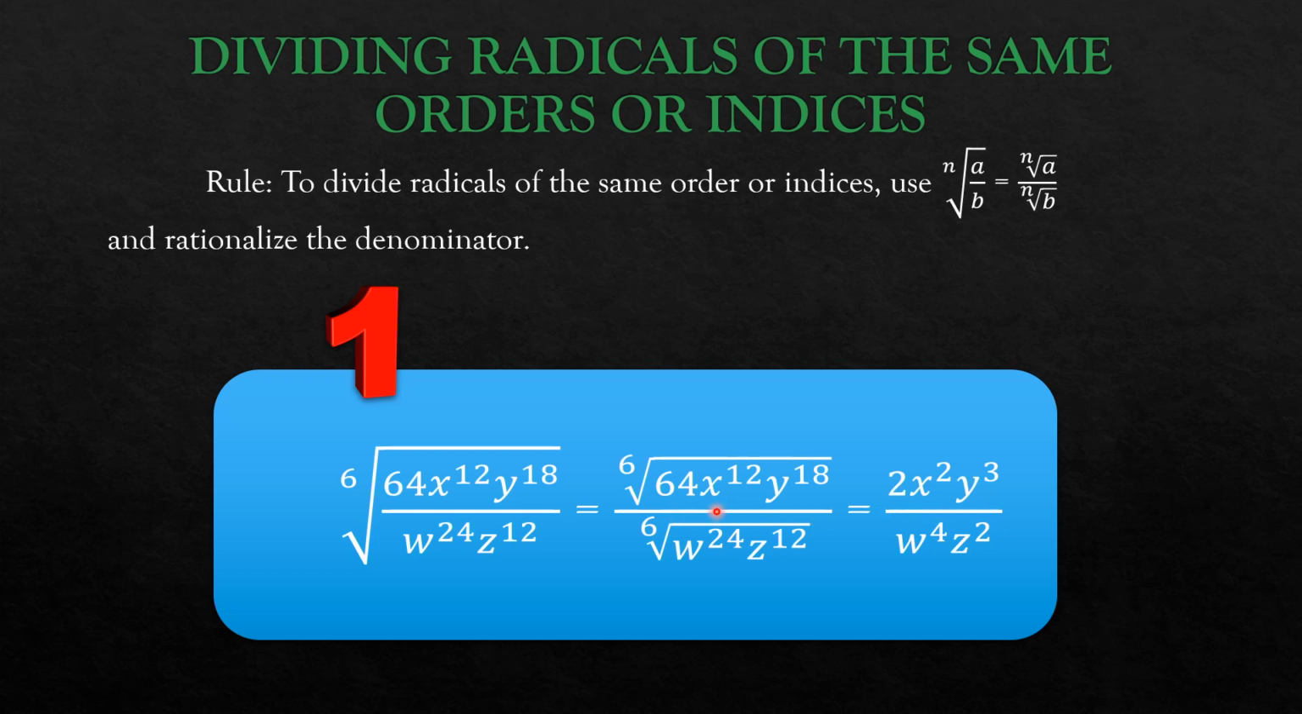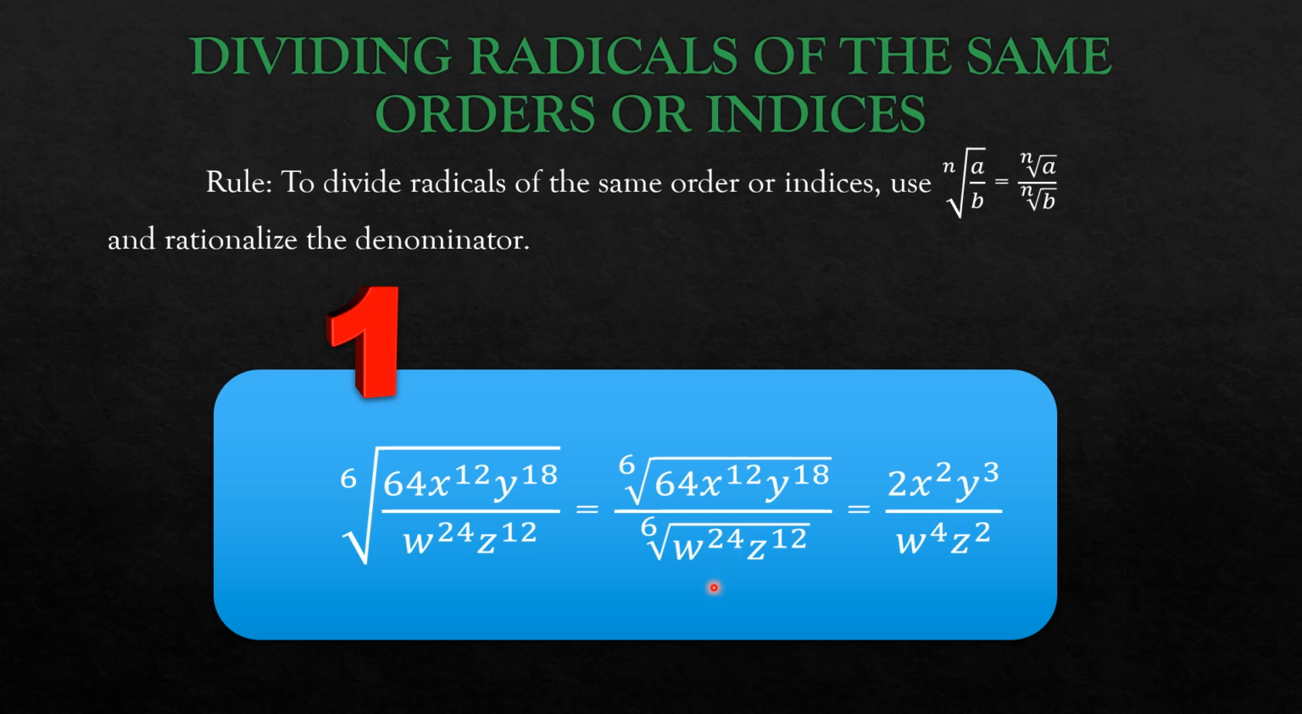Pagdating naman po dito kay x raised to 12, pagdating po kasi sa variable, you just copy the variable and then you divide the power by the index. So, ang power po or exponent ni x ay 12, which is divisible by 6. 12 divided by 6 is 2. Kaya meron tayong x squared dyan. And then, y raised to 18. 18 is also divisible by 6. 18 divided by 6 is 3. Kaya dito, ang 6th root ni y raised to 18 is y cubed.